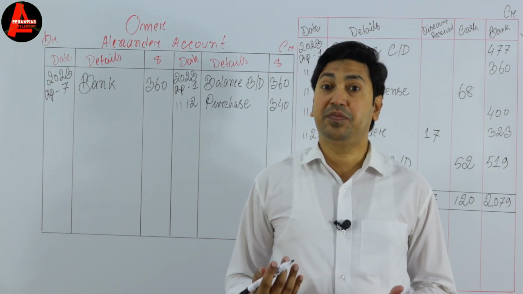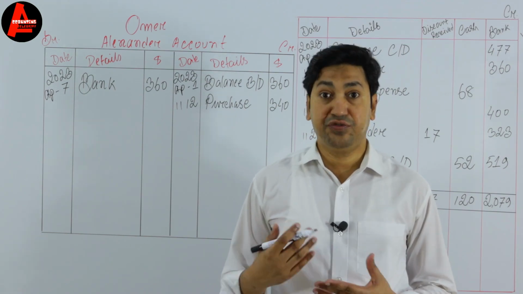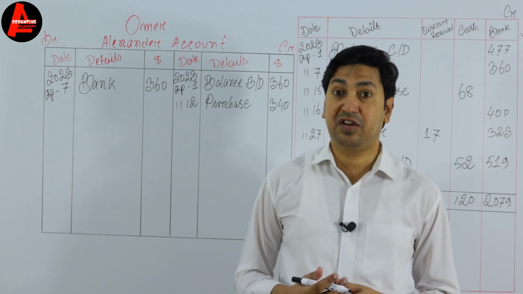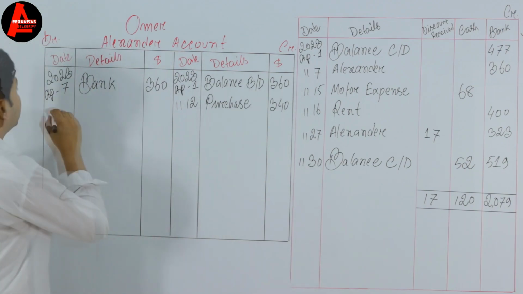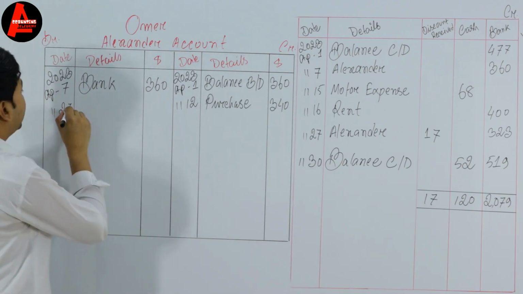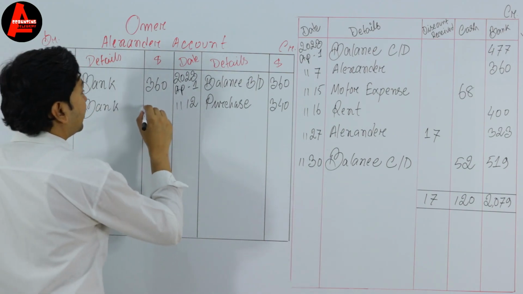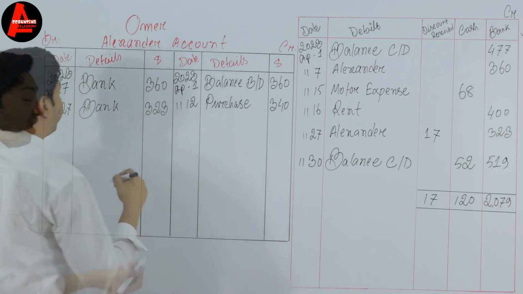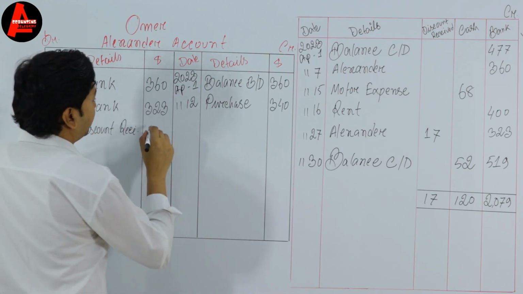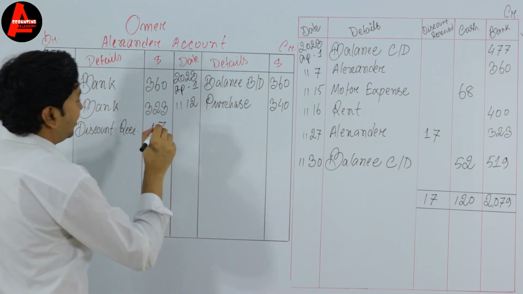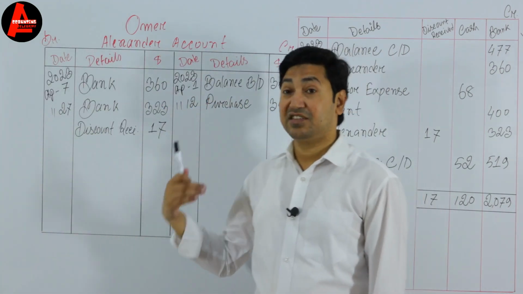So we paid Alexander $323 and we received a discount of $17. Here Alexander account to be debited, we will come to the debit side. So the date will be 27. We will write here bank. By check we paid $323 and we received the discount. So how much did we receive? We received $17.